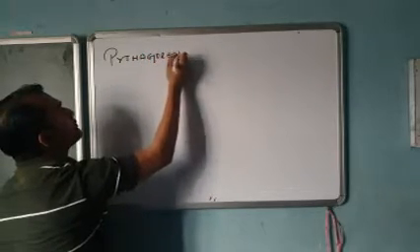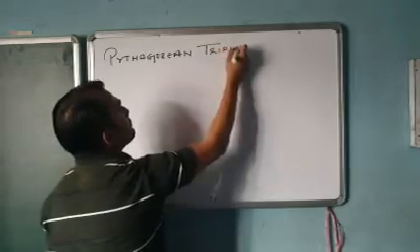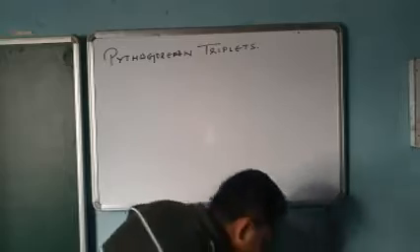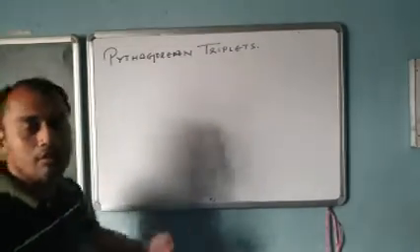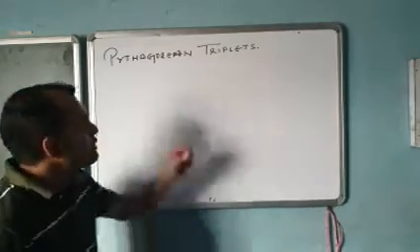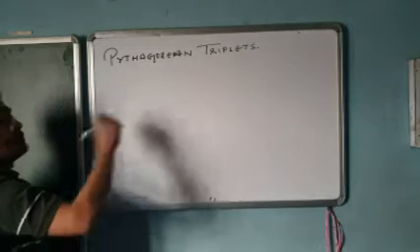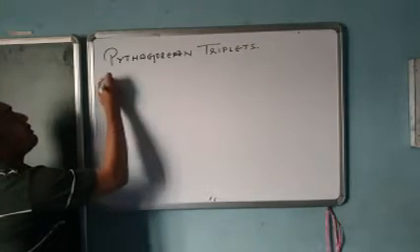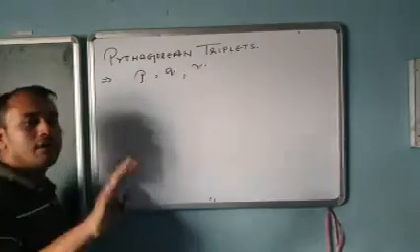Pythagorean triplets. Now what are Pythagorean triplets? Have you heard about this now? No. Yes, very good. These Pythagorean triplets are the 3 numbers. Let's say P, Q and R are 3 numbers.